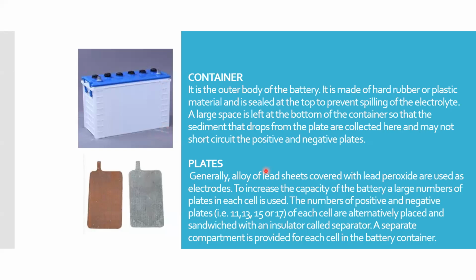Second is the plates. Generally, you are seeing both types of plates here. I have shown positive and negative plates both. So, an alloy of lead sheets covered with lead peroxide is used as electrodes. And to increase the capacity of the battery, a large number of plates in each cell is used.